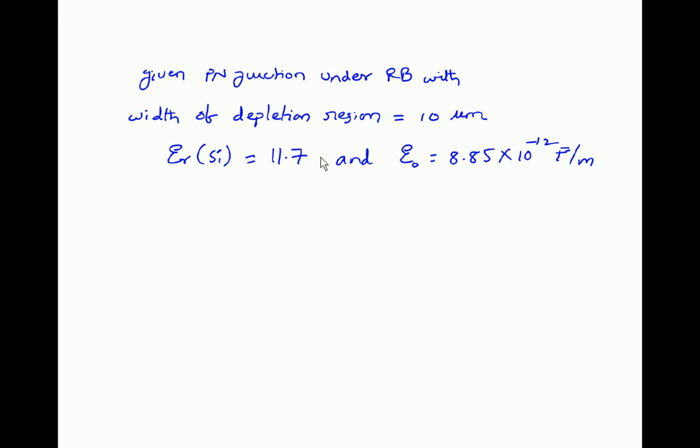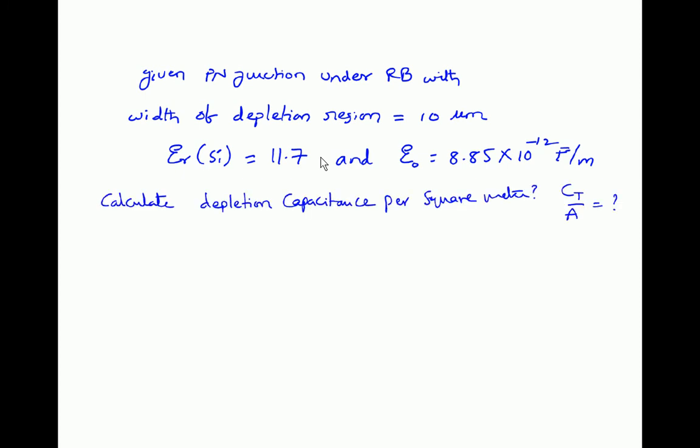The given PN junction is under reverse bias with a depletion region width of 10 micrometers. Also, epsilon r of silicon, the relative permittivity, is 11.7, and the free space permittivity is 8.85 × 10^-12 farad per meter. These are the given values. So we need to calculate the depletion capacitance per square meter, that is CT by A, where square meter is the area. So the transition capacitance or depletion capacitance per unit area is what we need to calculate.